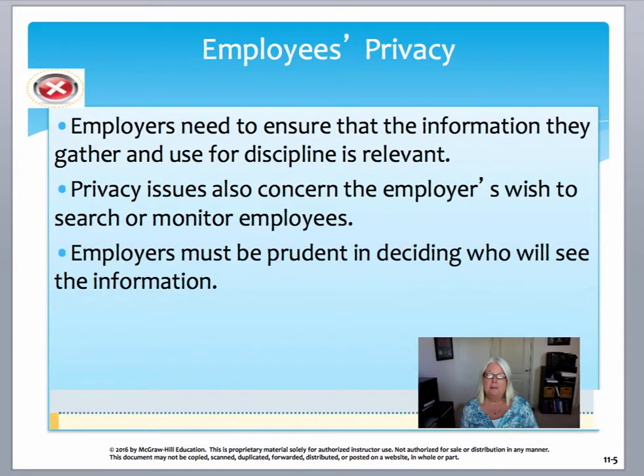We have to be concerned with an employee's privacy. We want to make sure that the information that we're gathering is relevant for this particular discipline. Otherwise, we will be guilty of invading someone's privacy. Privacy issues concern an employer's wish to search and monitor employees. These things need policies and procedures. Employers have to protect the information and only allow those who have a need to know to be privy to this information.